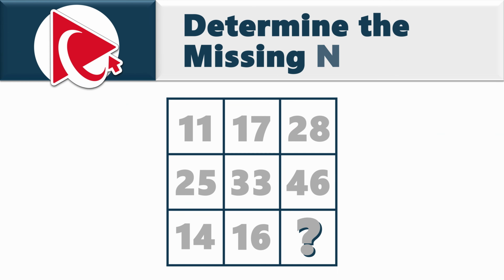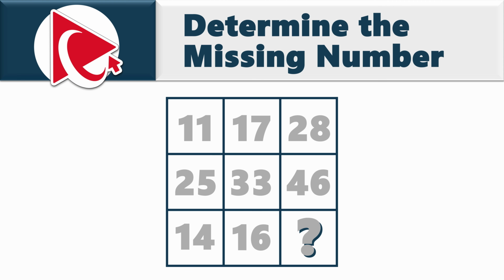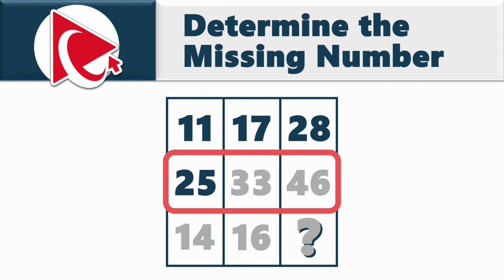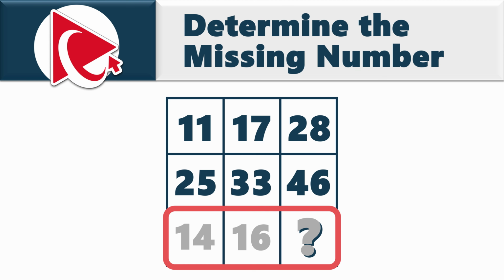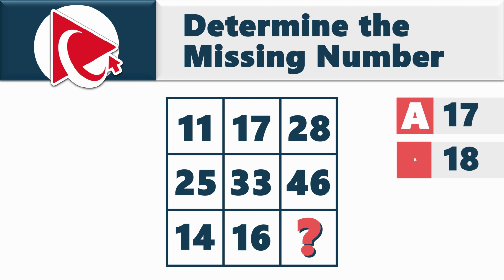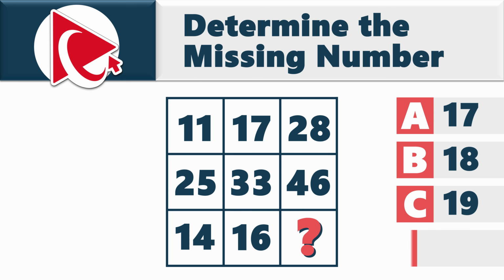You're presented with the 3x3 matrix. Each cell in the matrix has numbers. In the first row, the numbers are 11, 17, and 28. In the second row, the numbers are 25, 33, and 46. And in the last, the third row, the numbers are 14, 16, and then comes the missing number, which you need to calculate and select out of 4 possible choices. Choice A, 17. Choice B, 18. Choice C, 19. And last but not least, choice D, 21.